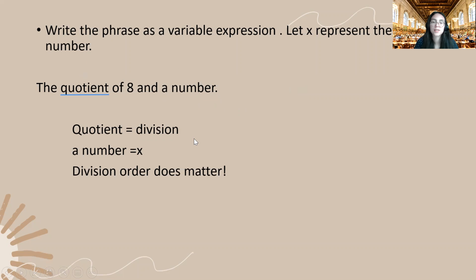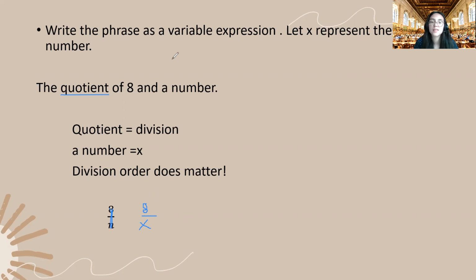Order does matter in division, so we have the quotient of 8 and a number. Think about it really quick. Which one will go in the numerator, the 8 or the x? Have your answer? Are you positive? Are you sure? Okay. So our answer is going to be 8 over x. Actually, this should be 8 over x. Okay.